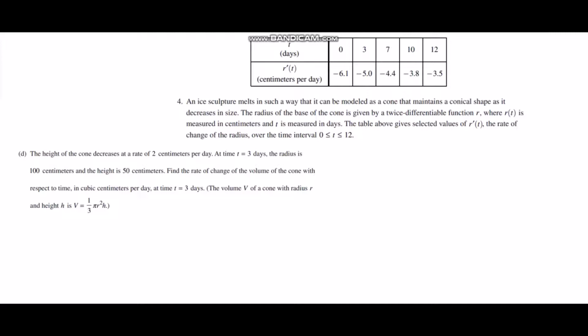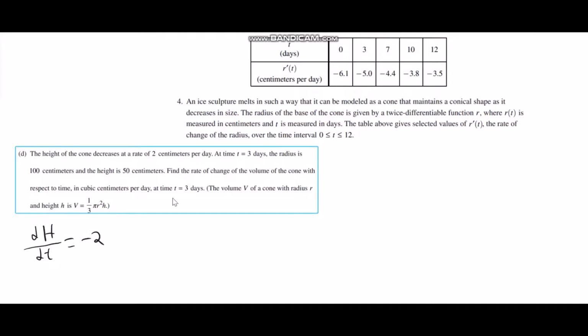So part D is a relative rate of change problem. We have to find the rate of change of the volume of the cone with respect to time at time t equals 3. And then here we have the volume formula, and here we have various values. I want to make some sense of these values before we start the problem. We're told that the height of the cone decreases at a rate of 2 centimeters per day. So that's going to be the dH dt. So dH dt equals negative 2. And all this is when t equals 3.